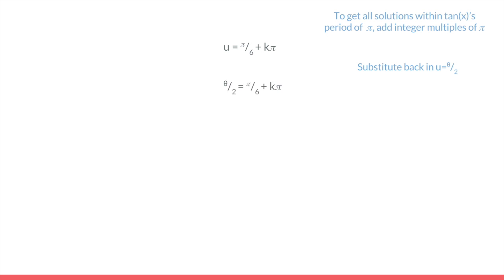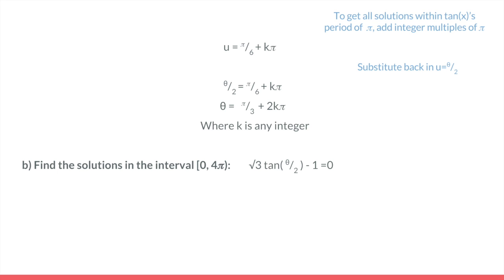Now we'll find the solutions in the interval 0 to 4 pi. By plugging in integer values of k, we can find all solutions in this interval. These solutions correspond to k equals 0 and k equals 1. For all other values of k, the corresponding values of theta lie outside the interval 0 to 4 pi. So the solutions in the interval 0 to 4 pi are theta equals pi over 3 and theta equals 7 pi over 3.